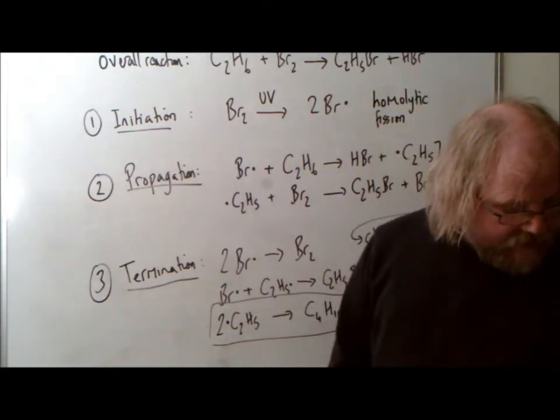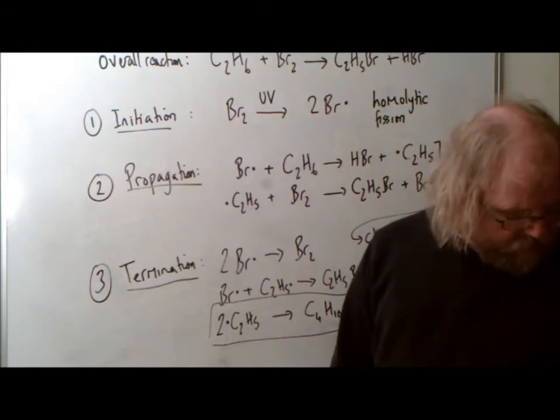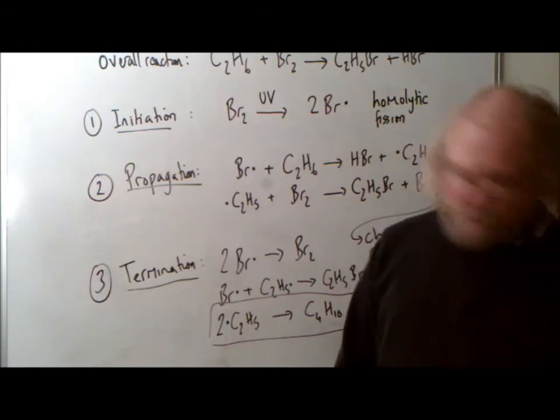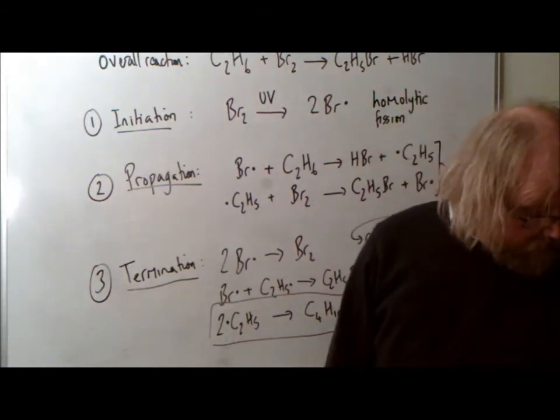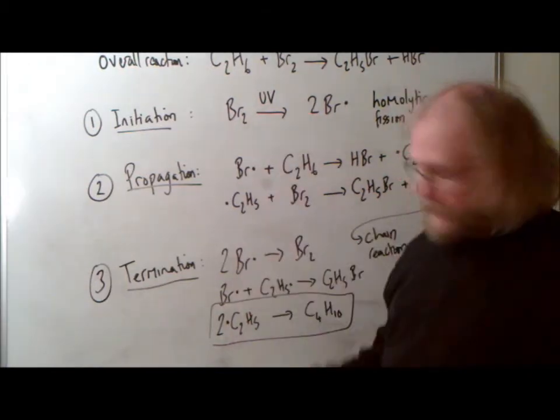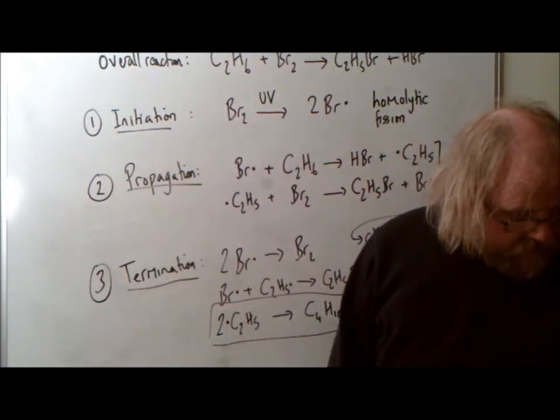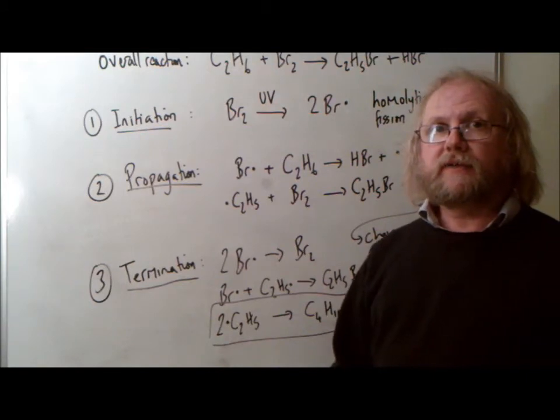Okay, so that's it all written out, and we just have to check that we've talked about the type of bond fission. Yes, we have. Homolytic fission. We've given equations for each step. Yes, we have. And we've named each step. So that's fine. That's all we need for that part of the question.